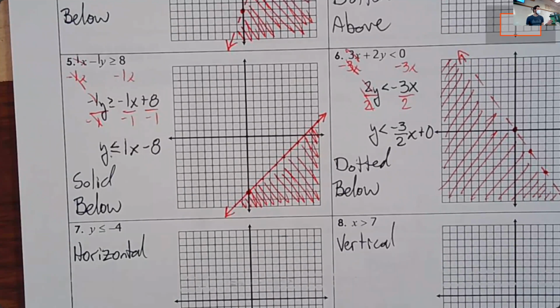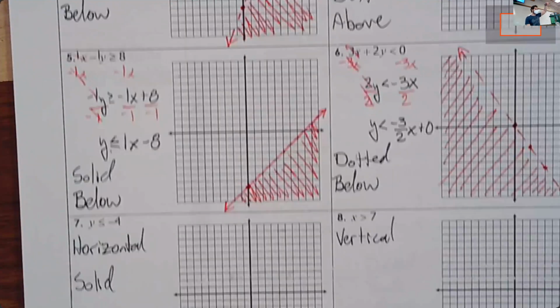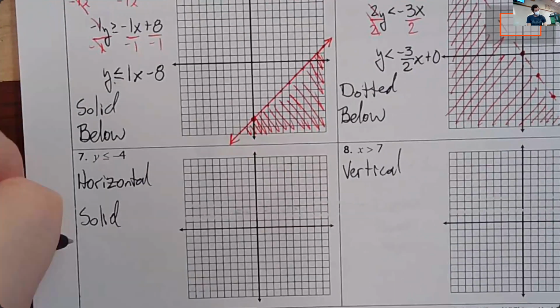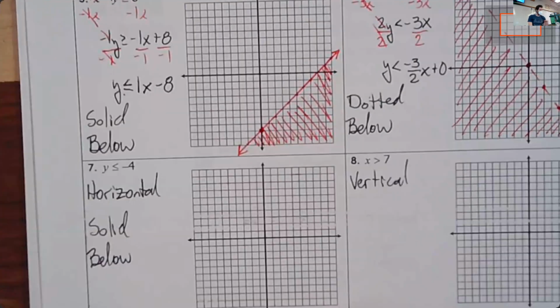So on number 7, 1 for solid, 2 for dotted. Going solid or dotted? Solid. Okay, good. So solid. And it says less than or equal to negative 4. So would that be above or below? If it's less than or equal to, above or below? Below. Yep. So below. Solid line, shade below.